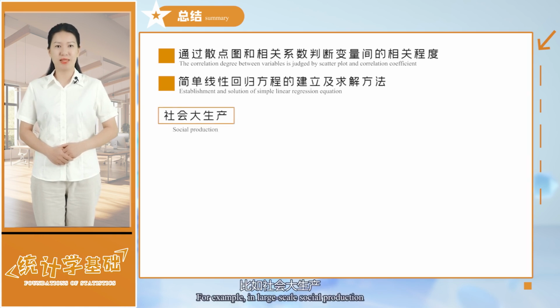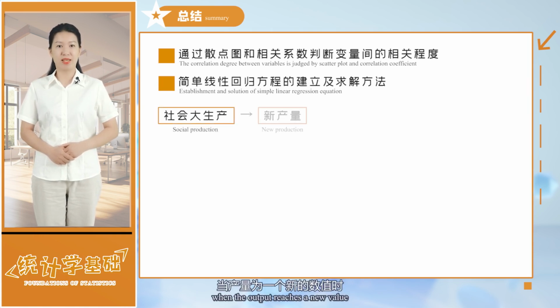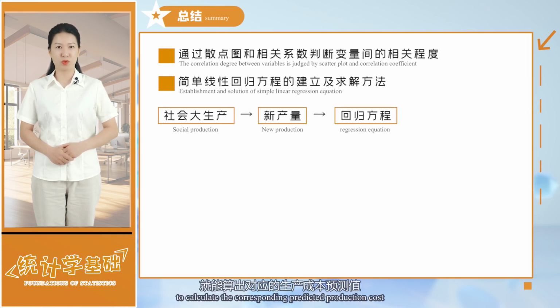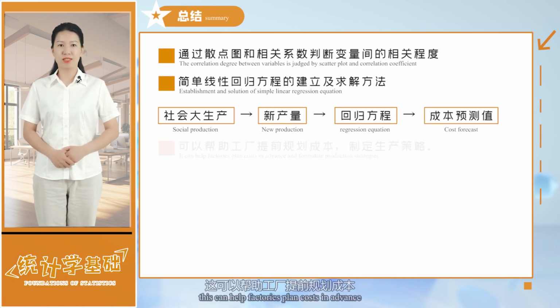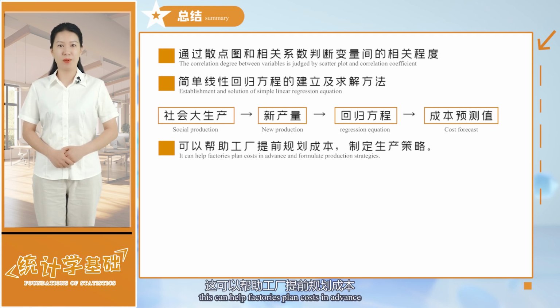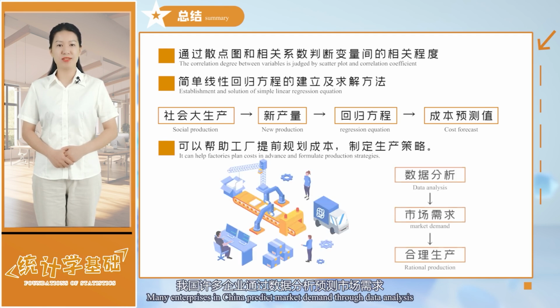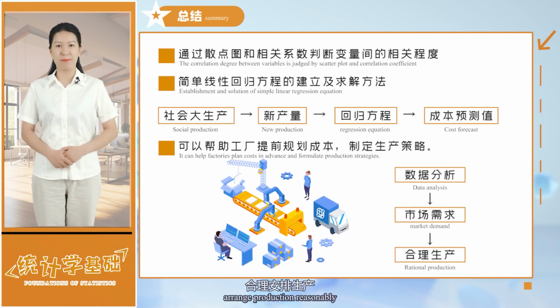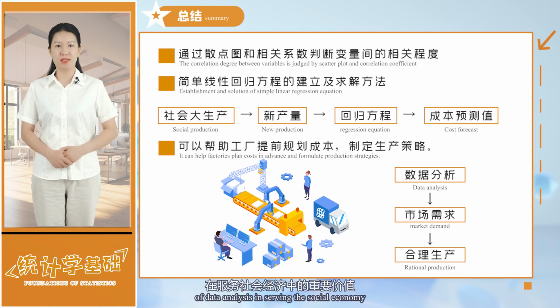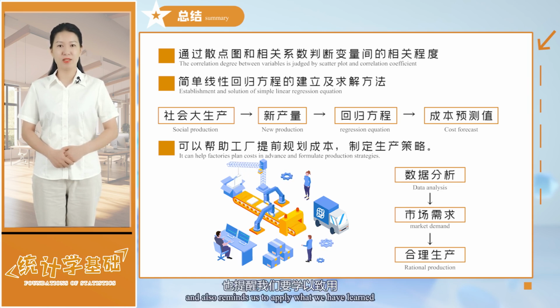For example, in large-scale social production, when the output reaches a new value, we can substitute it into the regression equation to calculate the corresponding predicted production cost. In actual production, this can help factories plan costs in advance and formulate production strategies. Many enterprises in China predict market demand through data analysis, arrange production reasonably, avoid resource waste, promoting sustainable development. This reflects the important value of data analysis in serving the social economy, and also reminds us to apply what we have learned and create value with knowledge.